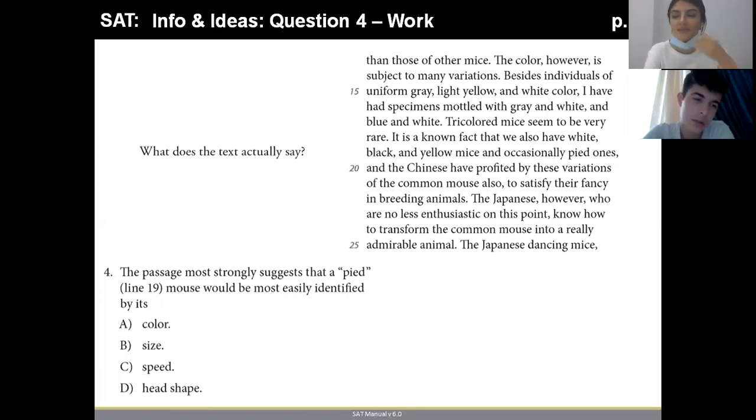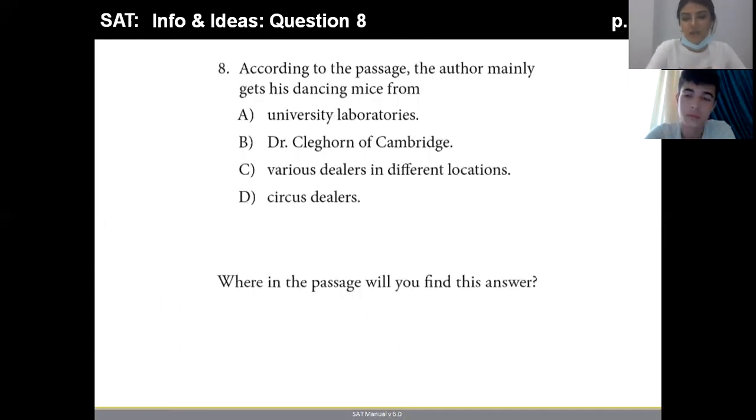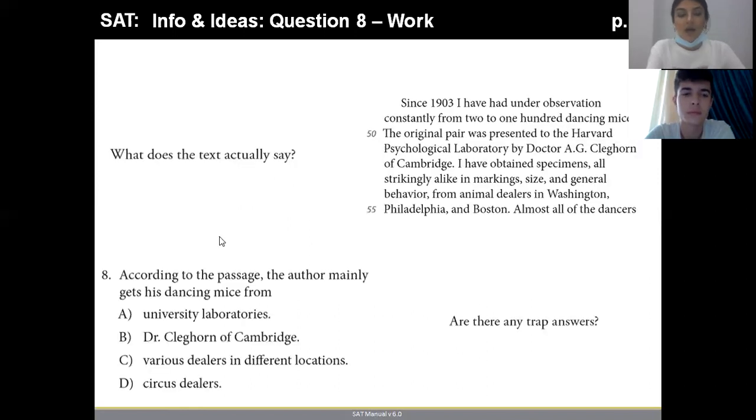I think it must be A. Very good. Can you tell me why? Because it's generally speaking about colors. Very good, approximately between lines 13 and 24. If you read this carefully, we can see that it's a matter of color. Okay, very good.